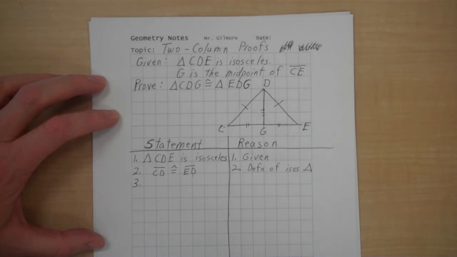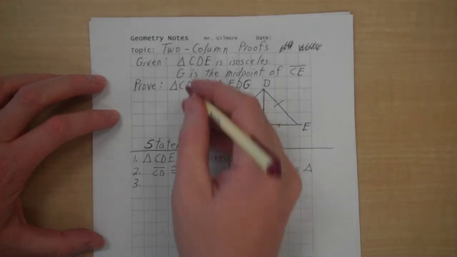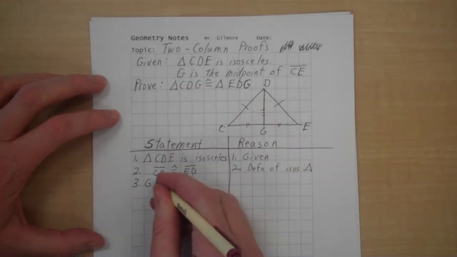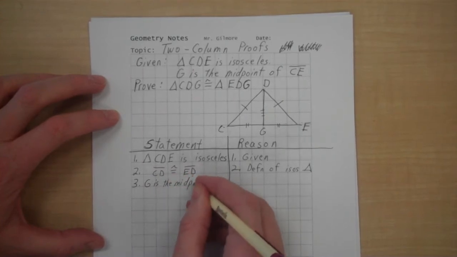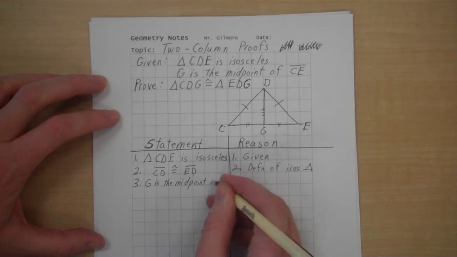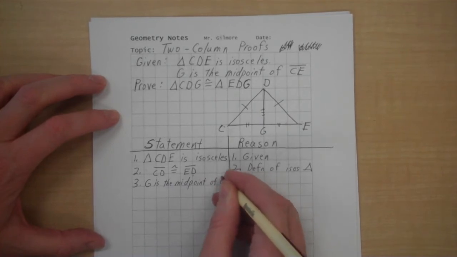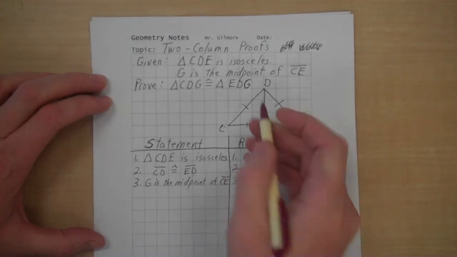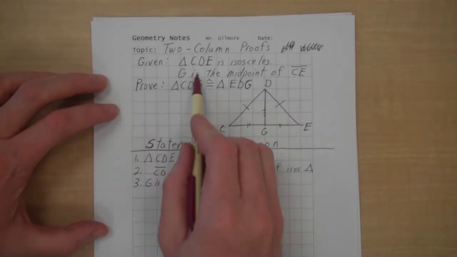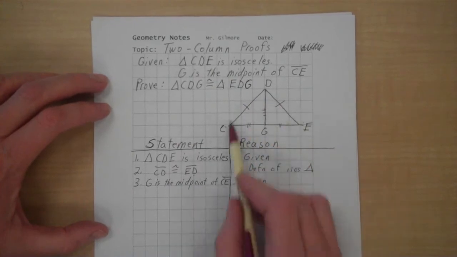Now statement 3, I'm going to take the other part that's given. G is the midpoint of segment CE. And we only know that because they told us that up here. That was given. These are given facts about this drawing.